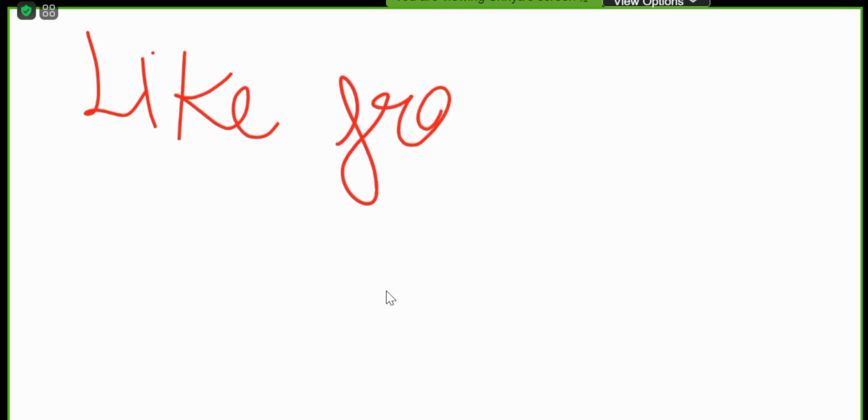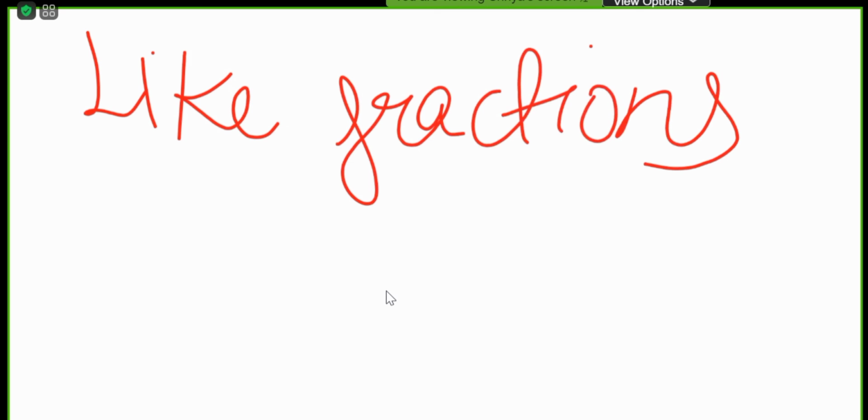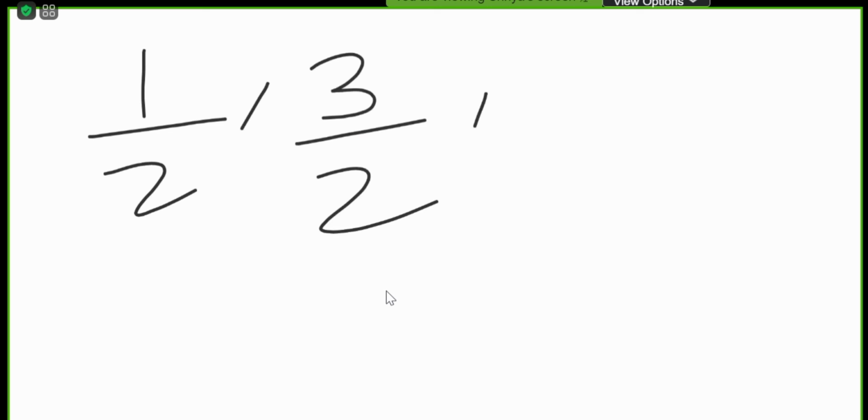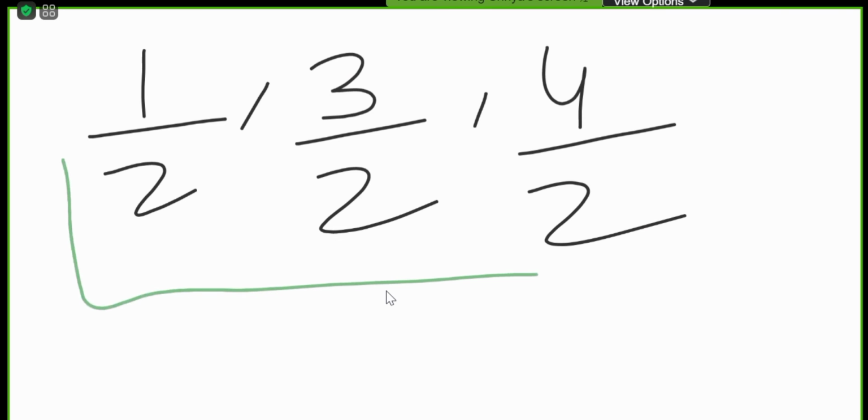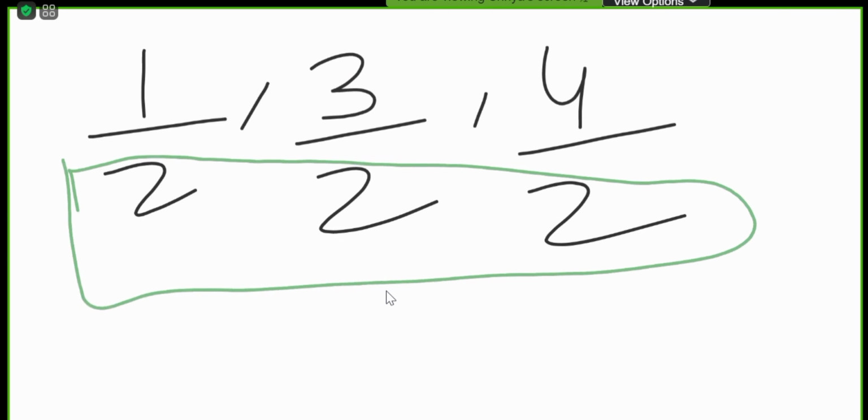Now let's go to our next type, which is like fractions. What do you mean by a like fraction? Like means same. The fractions which have the same denominator are known as like fractions. For example, 1/2, 3/2, 4/2. These fractions have the same denominator, no different denominators. The fractions which have the same denominators are known as like fractions.